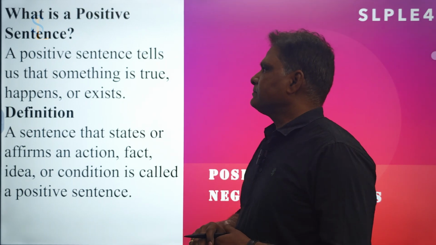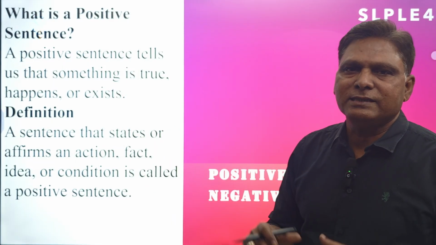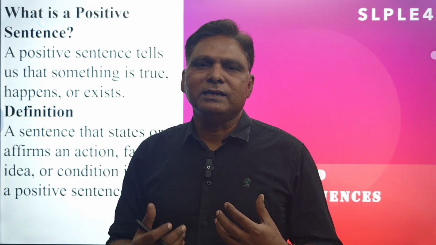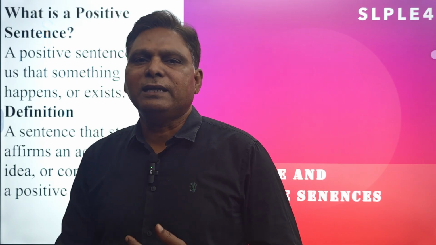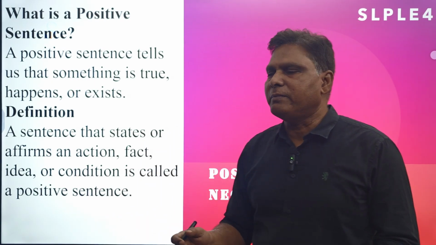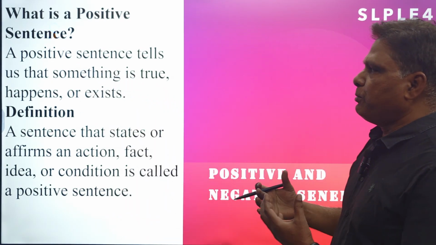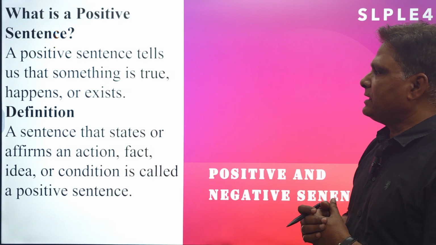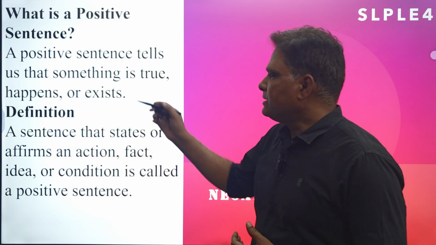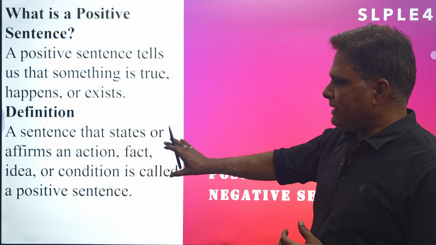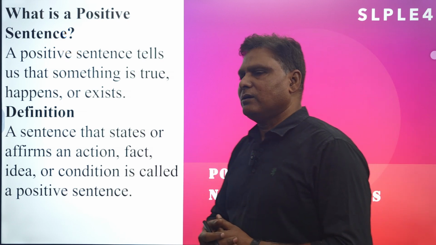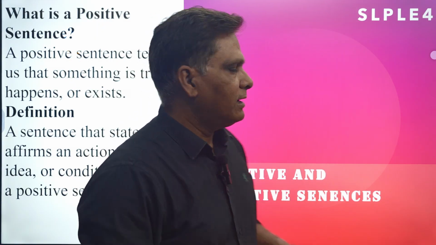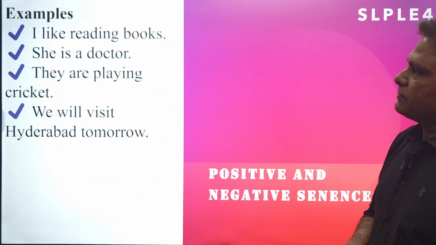What is a positive sentence? We even talked about it. A positive sentence is something that confirms, that affirms, that asserts. Hope you remember we were talking about assertive sentences. An assertive sentence is something that asserts or confirms or tells something in a very strong way or gives an affirmation. That is exactly the definition here. A positive sentence tells us that something is true, something that happens, or something that exists. A sentence that states or affirms an action, fact, idea, or condition is called a positive sentence.